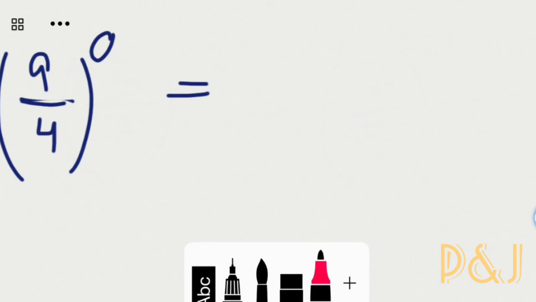So the next law is a upon b raised to the power 0 is equal to 1. Any number you can take, if the power is 0, then the answer will always be 1. Like we have taken a upon b as 9 upon 4 raised to the power 0, which is equal to 1. Whatever the number is, 2 upon 3, 5 upon 6, any number, if it is raised to the power 0, the answer will always be 1.